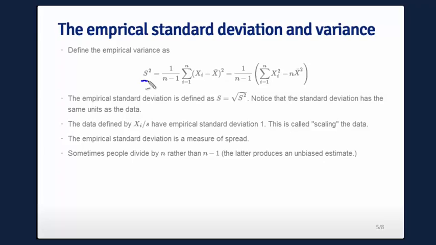So anyway, the standard deviation is a measure of spread, whereas the mean was a measure of central tendency. And of course we divide by n minus 1 rather than n. That obviously doesn't change much. It's a factor of n minus 1 over n. As n gets large, that doesn't make any difference, but it produces an unbiased estimate.